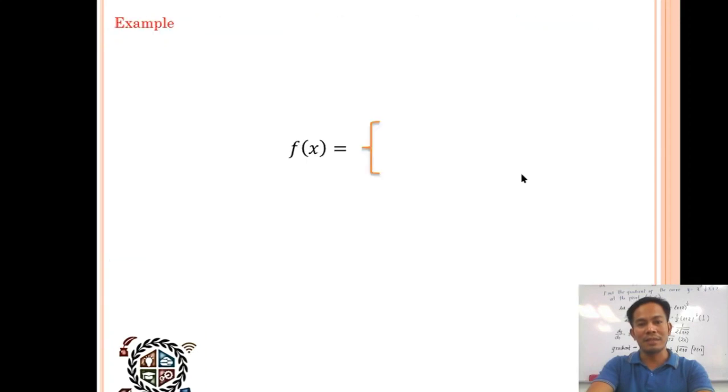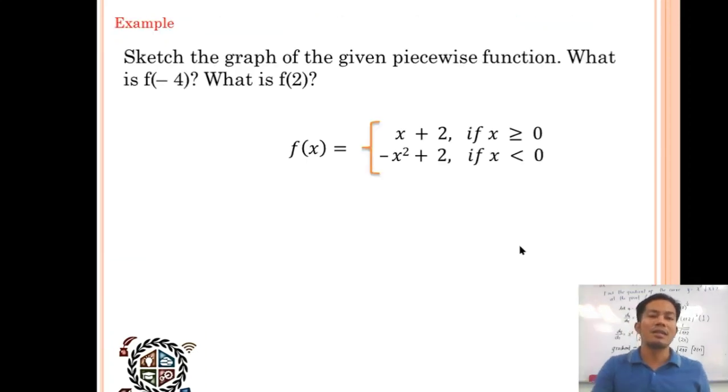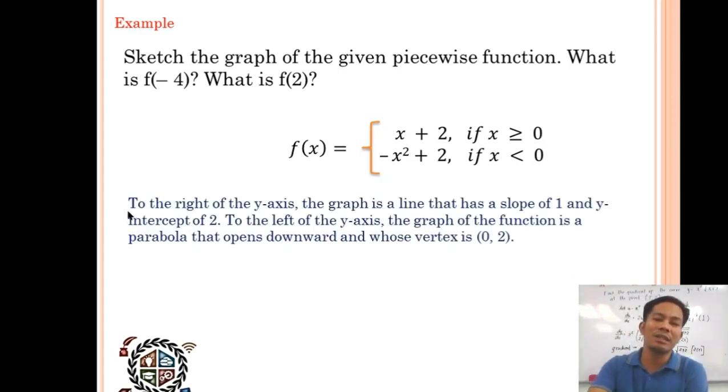Okay? Next. Sketch the graph of the given piecewise function. So, ito na po yung sinasabi nating piecewise function. Okay? What is f of negative 4, and what is f of 2? Kapag sakasakaling piecewise function yan. Okay? So, sketch the graph of this. Kapag nag-sketch po tayo dito, okay, ang gagawin po natin, to the right of the y-axis, the graph is a line that has a slope of 1 and y-intercept of 2. So, eto po yun. Okay?